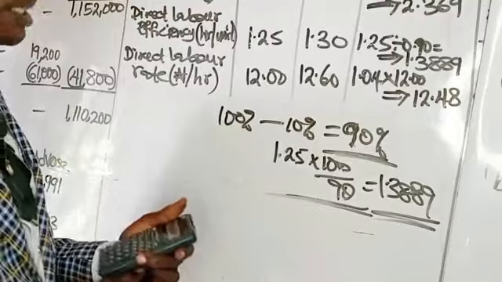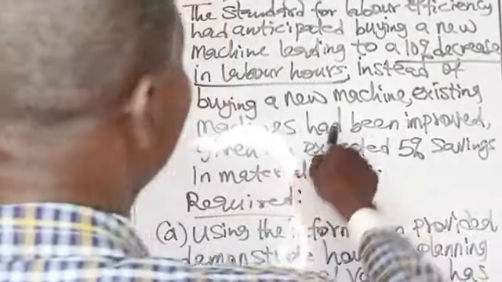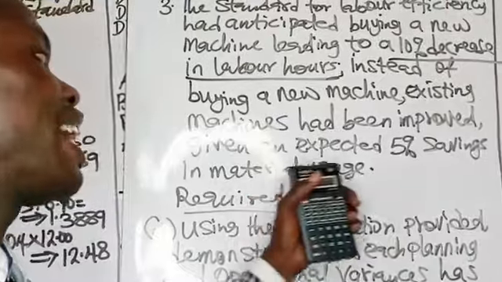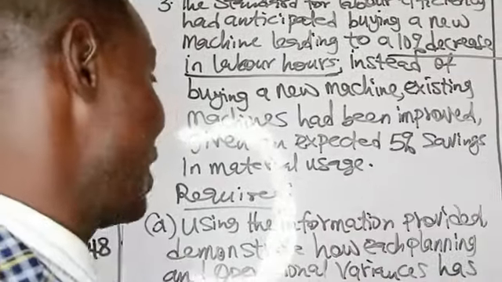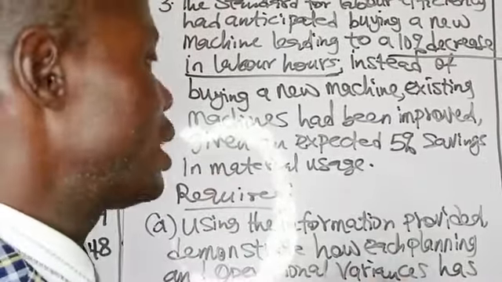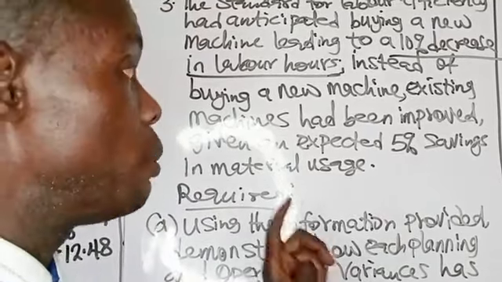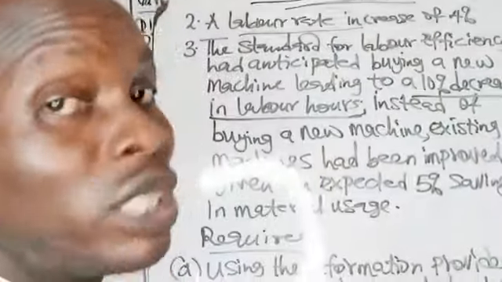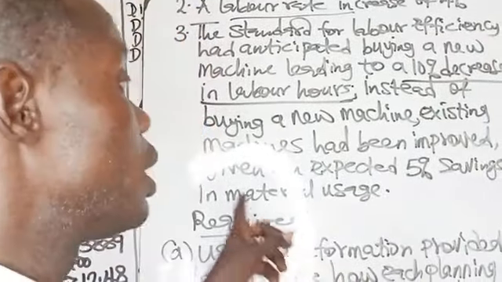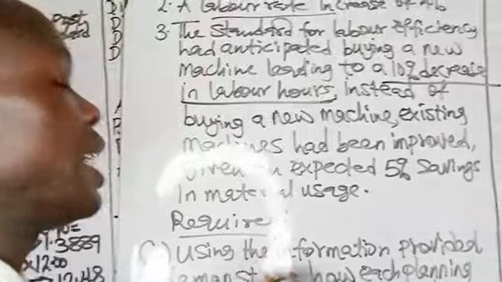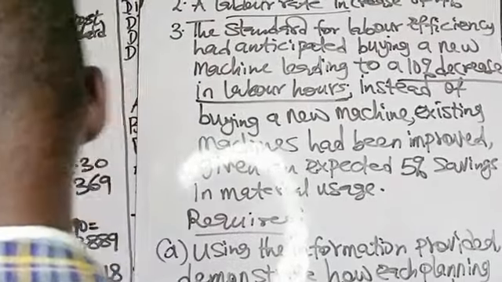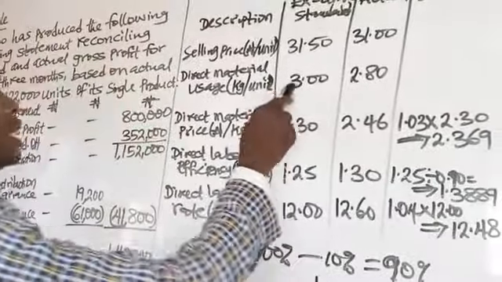Back to the question. You were told that instead of buying a new machine, an existing machine had been improved, giving an expected 5% savings in material usage. Savings in material usage means less material will be used. So instead of using 100, we will now use 95% of material. Now, what is material usage before? We're using 3.